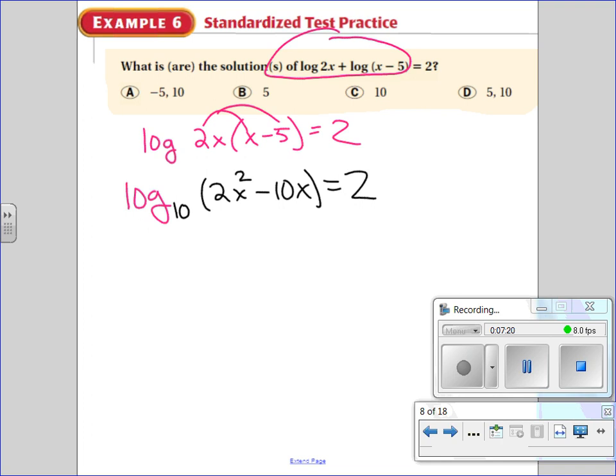Hey, let's do a quick left, right, center to see what we're dealing with. Who would be your base? 10. Who would be your exponent? 2. And then who would be over on this side?